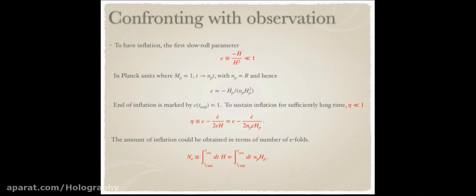In order to make sure of that, you have to make sure that the epsilon parameter defined in this way is much less than 1 during inflation. The other slow roll parameter, which is just given by this expression, epsilon minus epsilon dot over epsilon H, also has to be small in order to make sure that inflation can be sustained for a large amount of time. And the number of e-folds is just given by this expression. The t that we have been working with was dimensionless. In order to make it dimensionful, you have to multiply it by N_P.